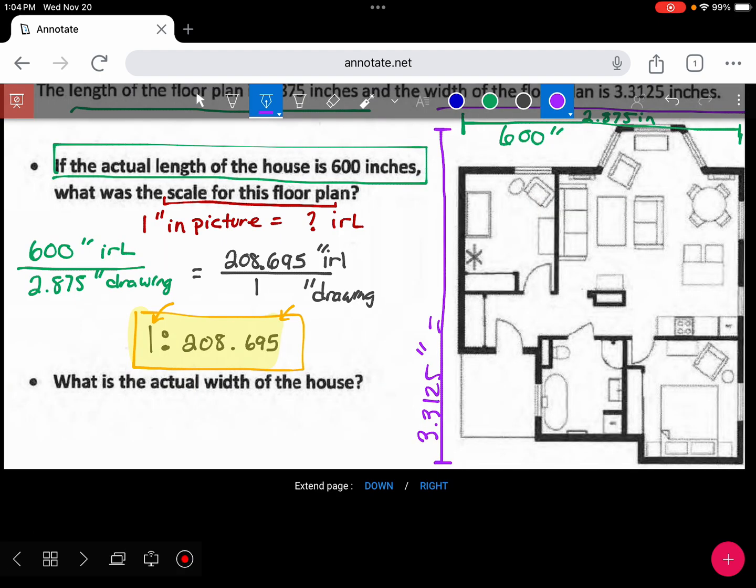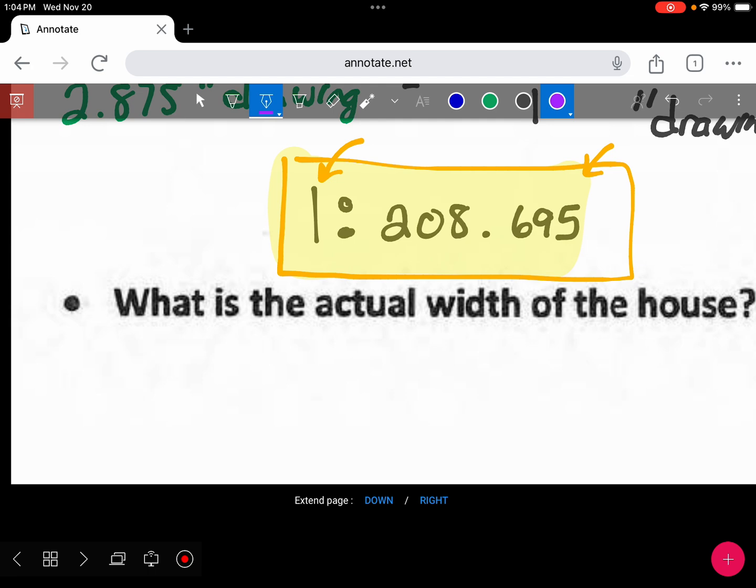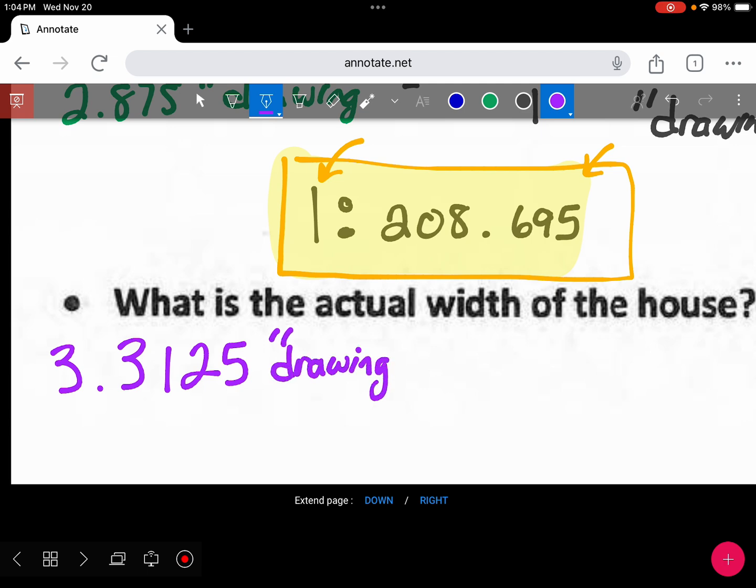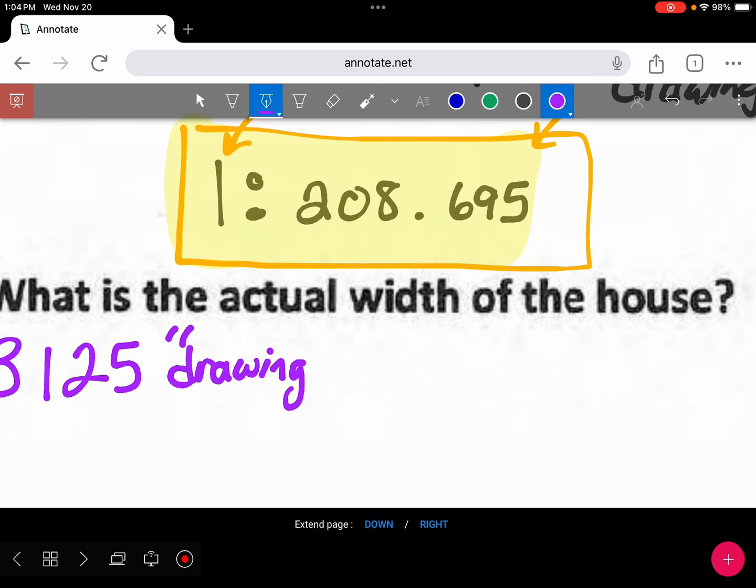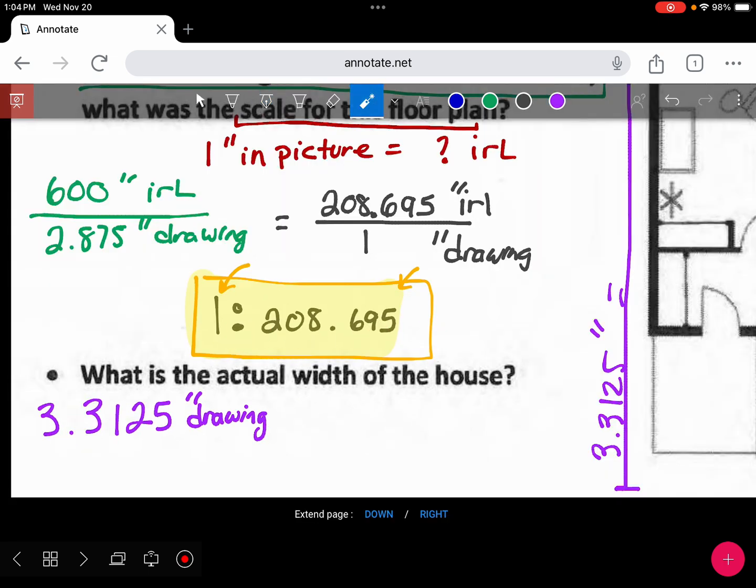That's an excellent question. So if I want to know my width measurement, the 3.3125 inches of drawing, how can I figure out how much that is in real life? Yeah, we can use our scale. I have my in real life measurement over my drawing. That's what we want. I want the drawing to cancel out.